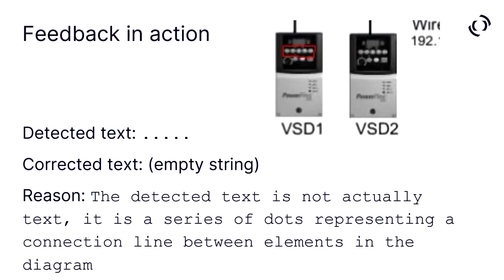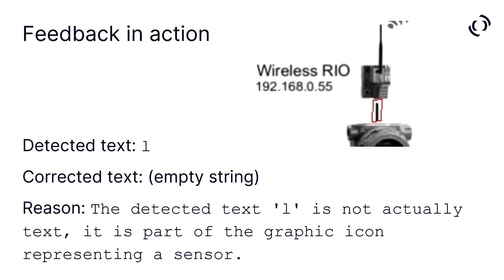One more was another false positive, and the LMM was able to correctly say, yeah, this is not a piece of text. This is part of this sensor here. Once we found the text, we're going to block it off and just sort of erase it so that it doesn't interfere with the rest of the process.